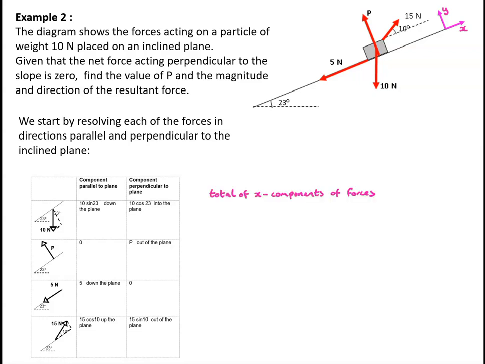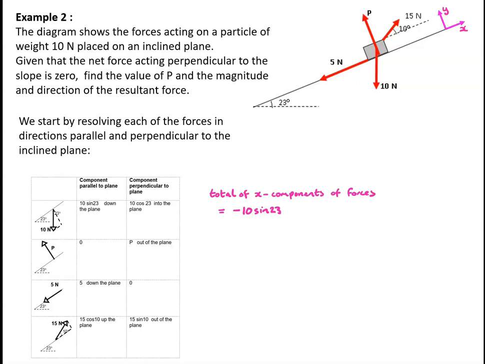So if we take the total of the x components of the forces, so that's the components of the forces along the plane, then we've got a force of minus 10 sine 23 being the component of the weight down the plane, and because the positive direction for x is up the plane, the component of the weight is down the plane, so must be negative. So we've got minus 10 sine 23.